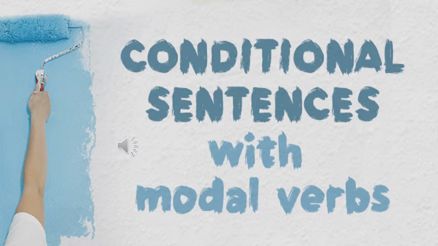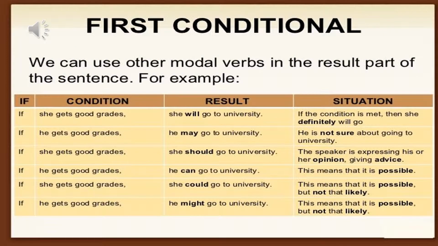We are also going to find conditional sentences with modal verbs. In this case, first conditional. We use other modal verbs in the result part of the sentence. For example, condition, result, or situation. If she gets good grades, she will go to the university. Situation: if the condition is met, then she definitely will go.